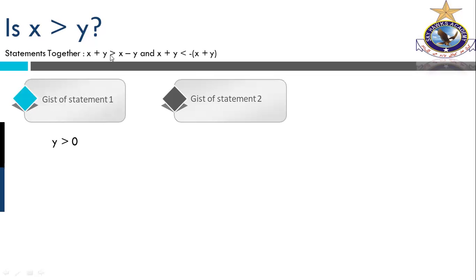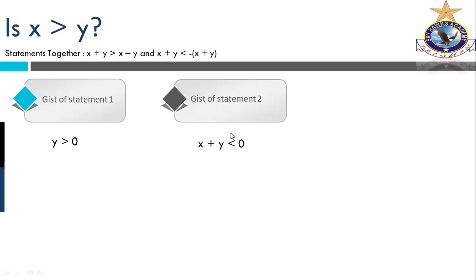From statement 1, x plus y is always greater than their difference. So y must be positive. If you put a negative number over here, once again this will not be satisfied. So we have to take y always positive. So y must be positive. And if x is greater, then it also must be positive.